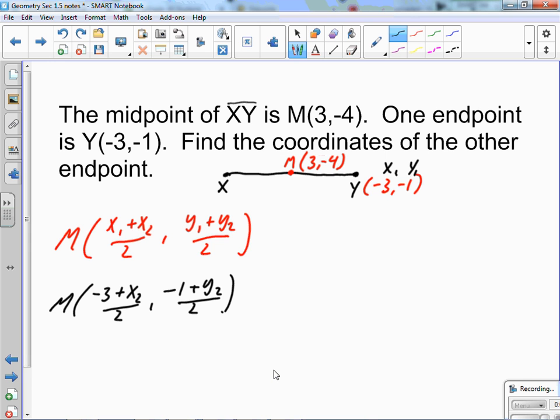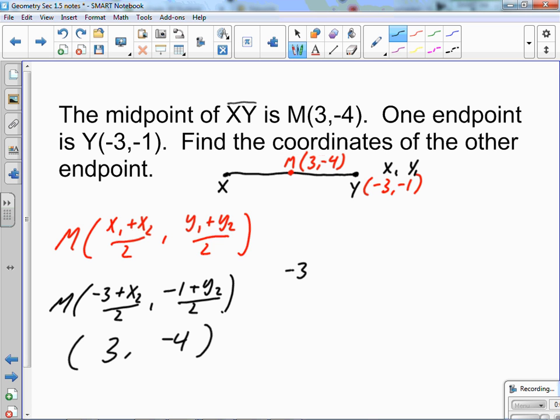Right? So the midpoint is the point (3, -4). So -3 plus x sub 2 over 2 has to equal 3. And -1 plus y sub 2 over 2 has to equal the -4 from the midpoint. So now I can set those up as two separate equations.